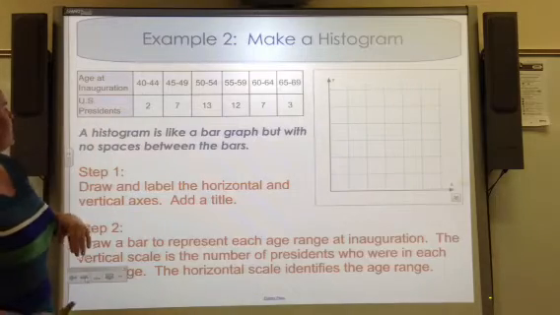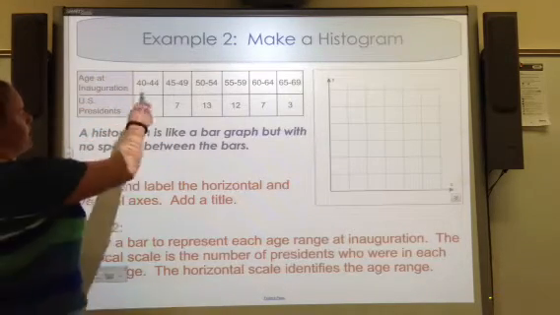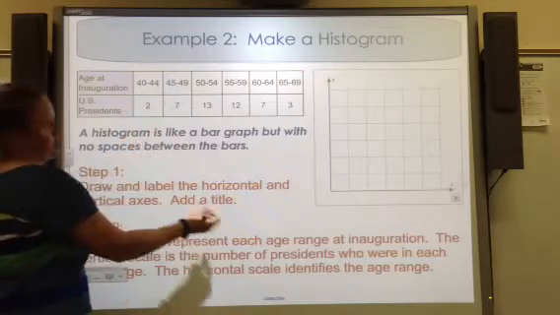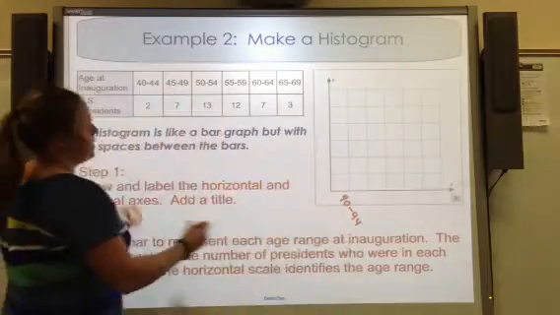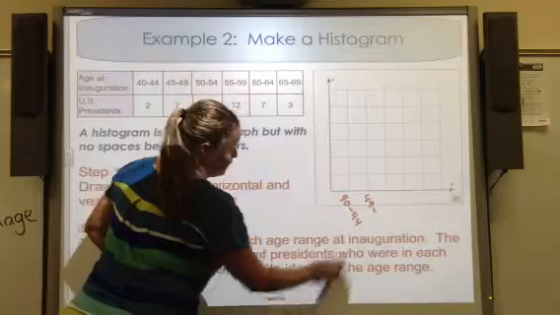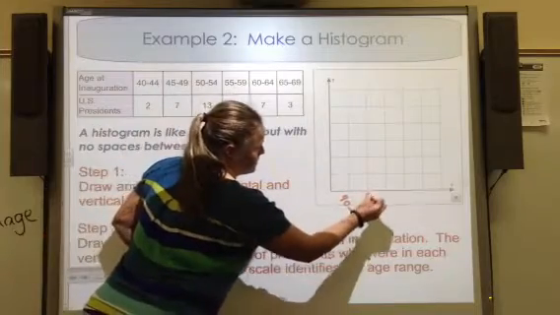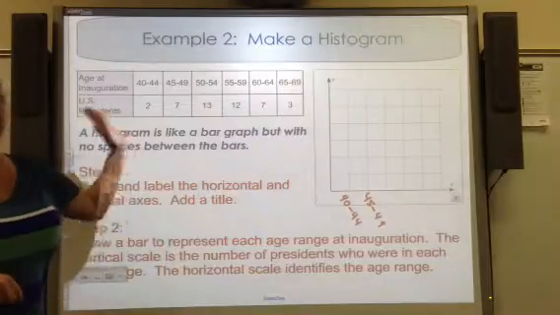So here's an example of one. This is where you would have the ranges, so 40 to 44. So that would be 40 to 44. This would be 45 to 49. And again, you don't have to copy this down. I'm just showing you now. We're going to go over it in class.